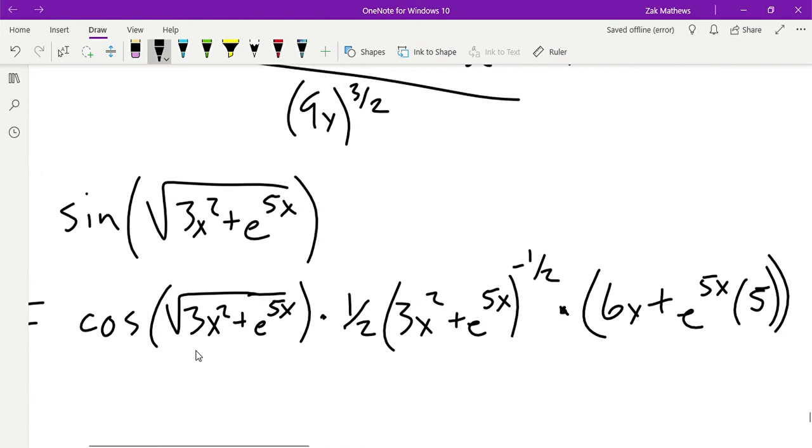And there it is. It's just a chain of factors now. We have our outer cosine, we have the square root, and then we have the stuff inside the square root.